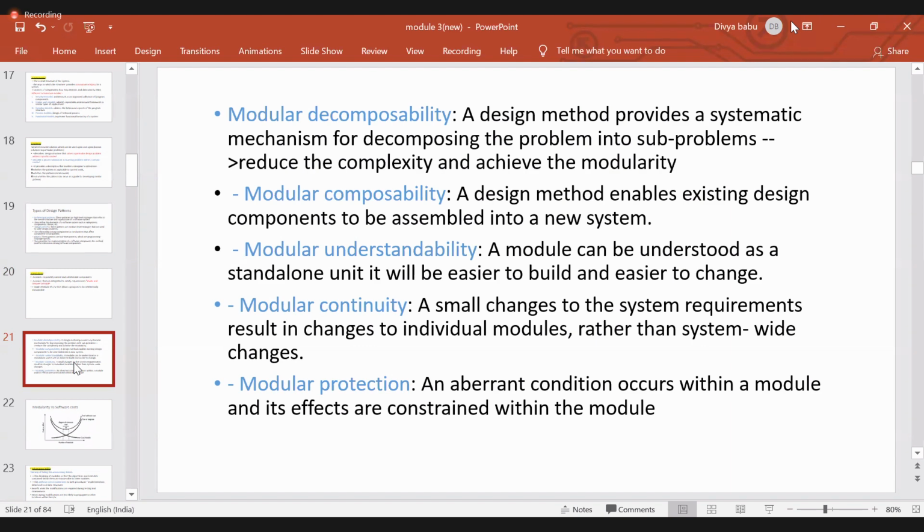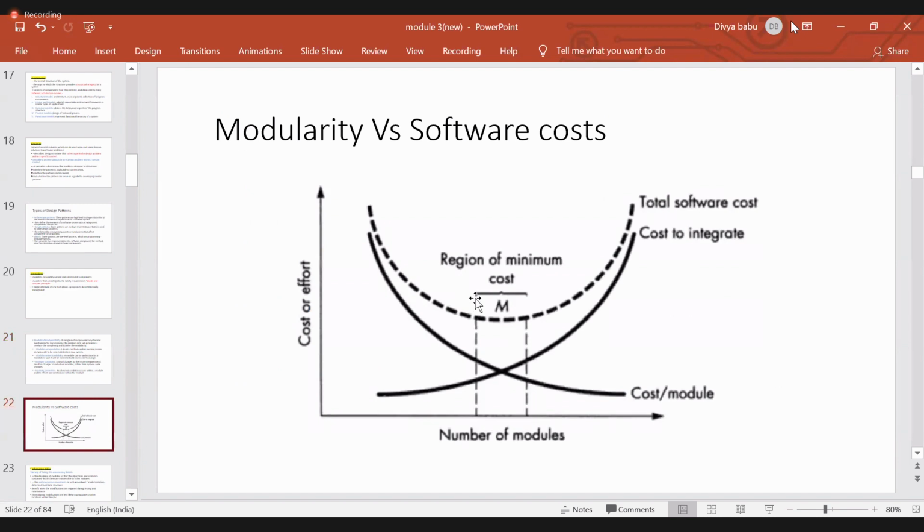Is it good? There is another diagram I'll show you. This represents the number of modules and how it affects the software cost or effort. Here you could see, the x-axis shows the number of modules, and the y-axis shows the cost or effort needed for that many modules. So if the number of modules is less, what will happen?